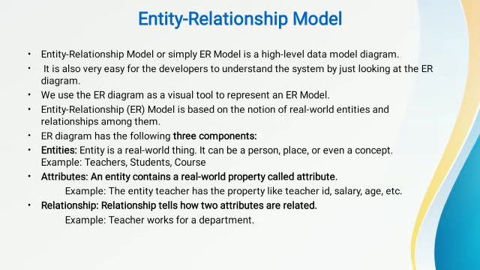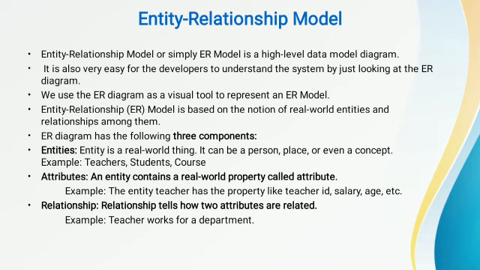What is an example of that? Here teacher is one entity. What are the properties of teachers? There is the teacher ID, salary, age, etc. So these all are the attributes of the entity teacher. Similarly, student is considered as one entity. What are the attributes of the student? Student ID, student name, address, phone number. These all are the attributes of the student entity. So an attribute is a property of an entity.